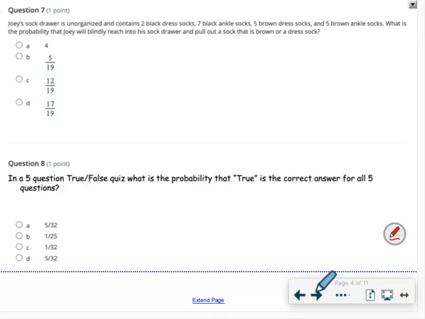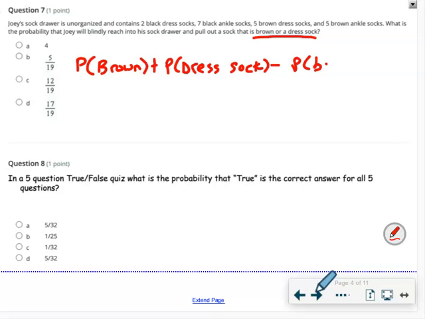Question 7, Joey's sock drawer is unorganized. It contains 2 black dress socks, 7 black ankle socks, 5 brown dress socks, and 5 brown ankle socks. What is the probability that Joey will blindly reach into his sock drawer and pull out a sock that is brown or a dress sock? So probability of brown or dress sock would be probability of brown plus the probability that it's a dress sock, minus the probability that it's both, which can happen because some of the brown socks are dress socks. So there's going to be some that are both.